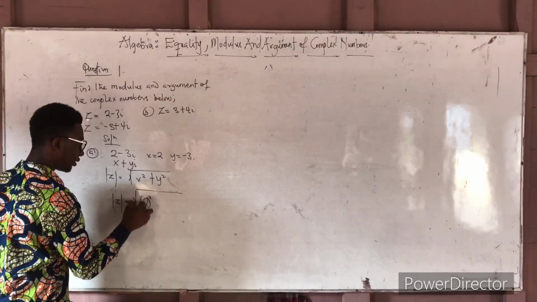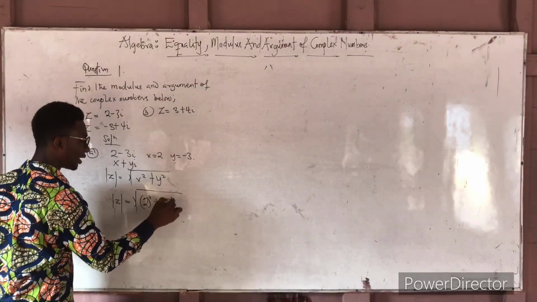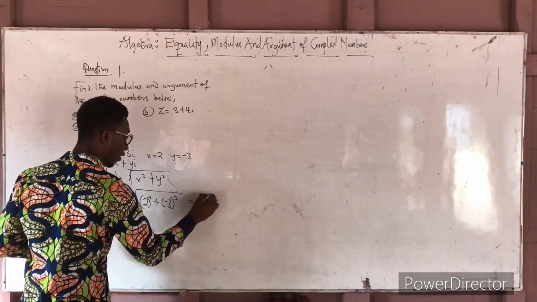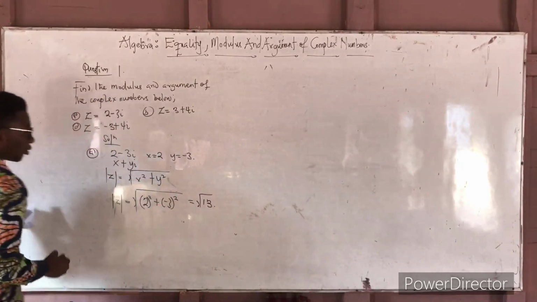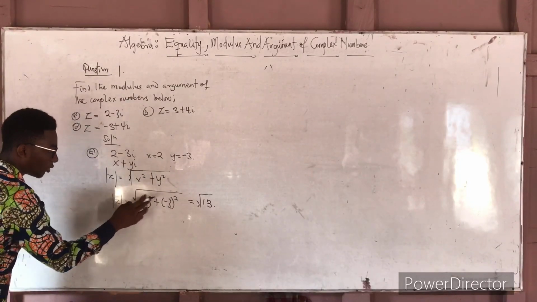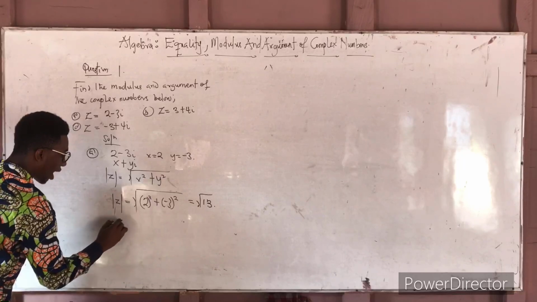2 squared plus negative 3 squared. And when you do this, you get root of 13. So our modulus is giving us root of 13. But how do you find our argument?